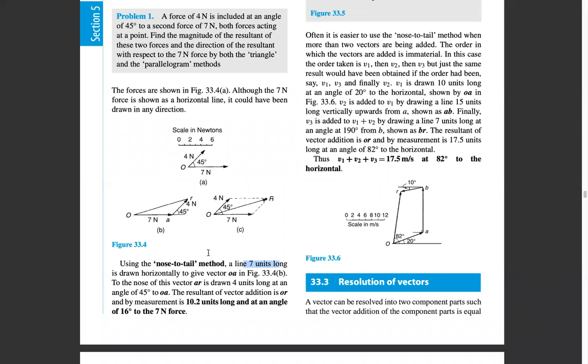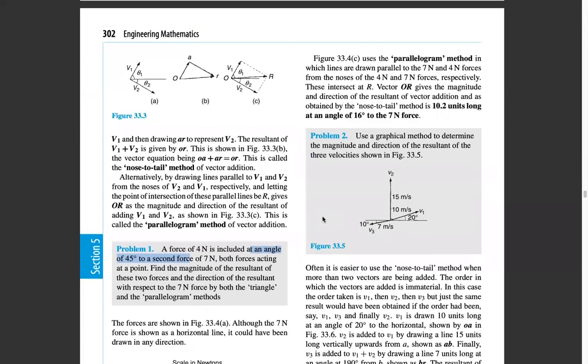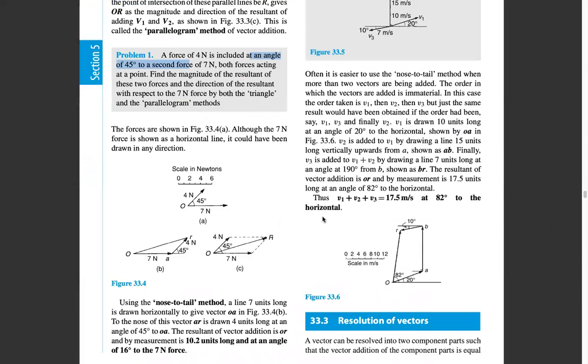So 7 here, we draw horizontally. The 4 Newton force you draw relative to the 7 is 45 degrees. You see 45 degrees up here to the 7 Newton force. And the resultant vector is the length of that diagonal. Now you could draw it on graph paper. Use a protractor and measure the lines, and you have a scale and so on. And you could find your answer like that. Or you could just use trigonometry, right? To find that value.